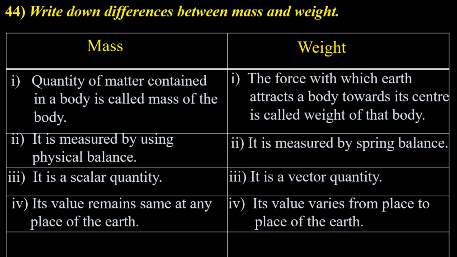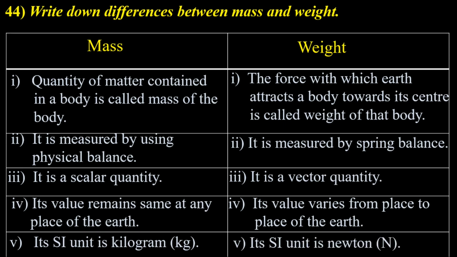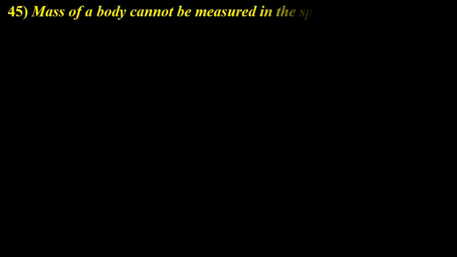But weight varies from place to place of the earth. The same body weighs more at certain place, same body will weigh less at another place. Okay, another difference. The SI unit of mass is kilogram. There are other units also, but SI unit is kilogram. But the SI unit of weight is Newton. Now we have to go to another question.